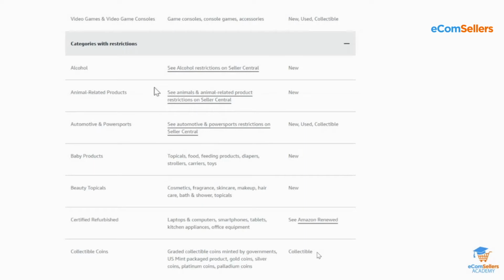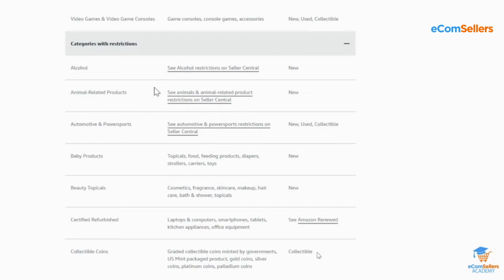Now, categories with restrictions. There are several categories that have restrictions. There may be restrictions because of hazmat, because they're potentially illegal to sell online. So there are various reasons why there are restrictions, and there may be secondary categories or subcategories where you have to get additional approval. So some of these may have, like I said, secondary subcategories that you need to be concerned about. So categories with restrictions are alcohol, clearly.